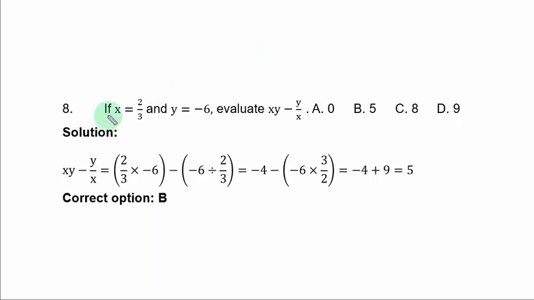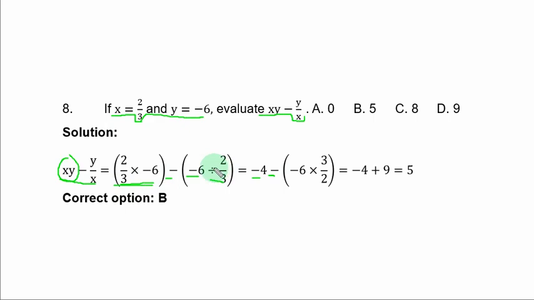Question 8. If S is equal to 2 over 3 and Y is equal to minus 6, evaluate SY minus Y over S. So we are to evaluate this. The first term is multiplication. So you have 2 over 3 times minus 6. Then minus, the second part is division, and Y is minus 6. So let's use the division sign. So divide by 2 over 3. If you simplify this part, you have minus 4.